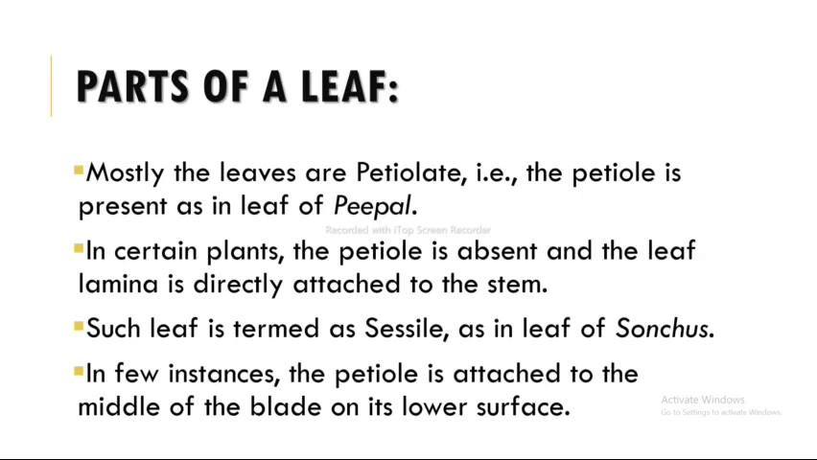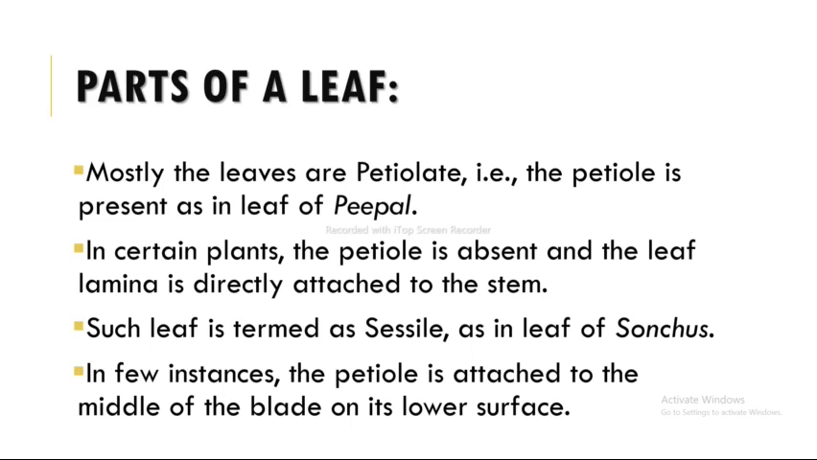Mostly the leaves are petiolate. The petiole is present as in the leaf of peepal. So it means that if the petiole is present in the leaf, such as in the leaf of the peepal, that leaf is known as petiolate. In certain plants, the petiole is absent and the leaf lamina is directly attached to the stem, and such a leaf is termed as sessile, as in the leaf of Sonchus.